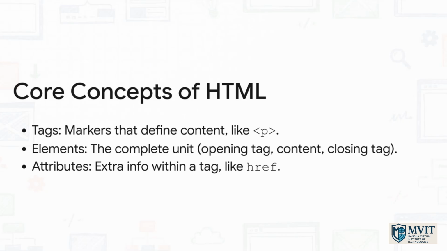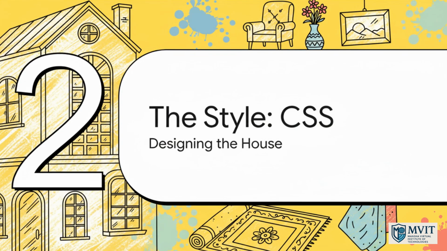So let's just quickly break down that lingo. The tags, those are the markers. The whole unit, opening tag, the stuff inside, and the closing tag, that's what we call an element. And sometimes you'll see tags holding a little bit of extra information. We call those attributes, like the href in a link that tells the browser exactly where to go when you click it.